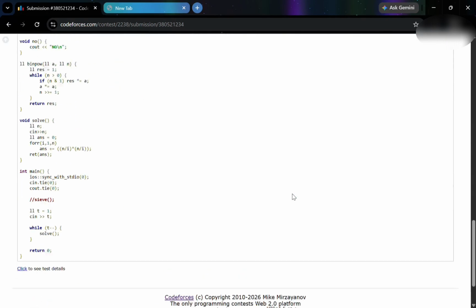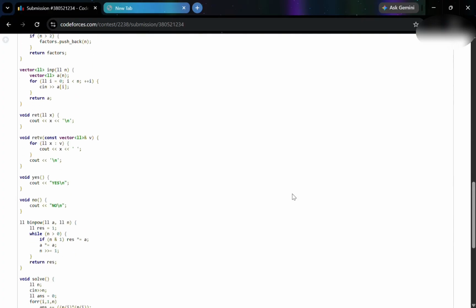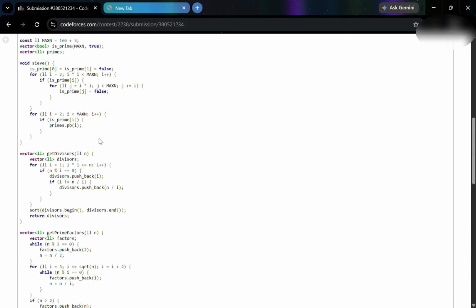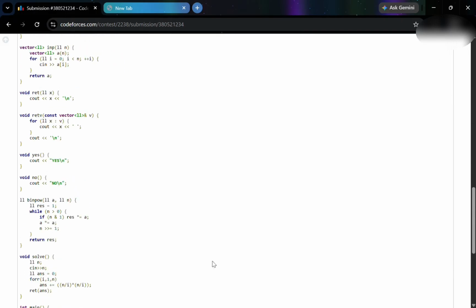I have taken n as input. Then I have a loop from 1 to n, and I just did ans plus equal to n by r star n by r. This is the solution of this answer. And that is how you do it.